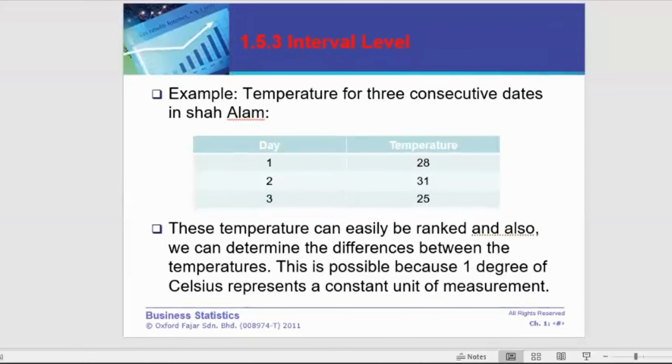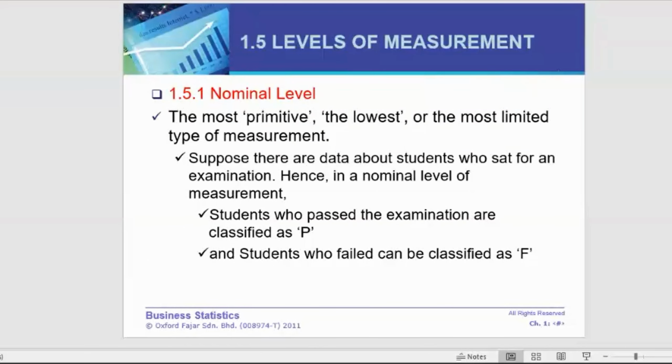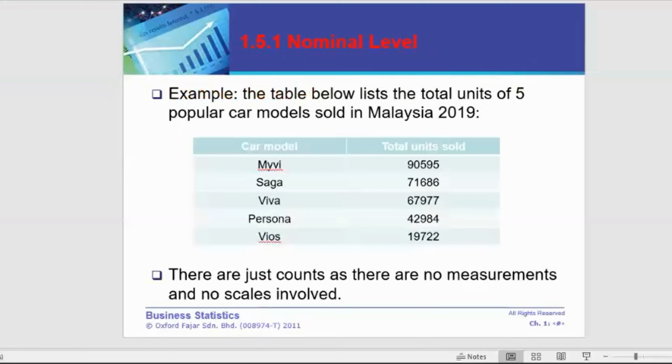The fourth type of measurement level is the ratio level. I will remind you again, we are talking today about the levels of measurement. We said there are 4 types of levels of measurement. The first level we call the nominal level, which is the lowest or the most limited type of measurement. Here it gives us just numbers, just information, with no relation among those numbers. As an example, the number of cars sold for each type of brand.